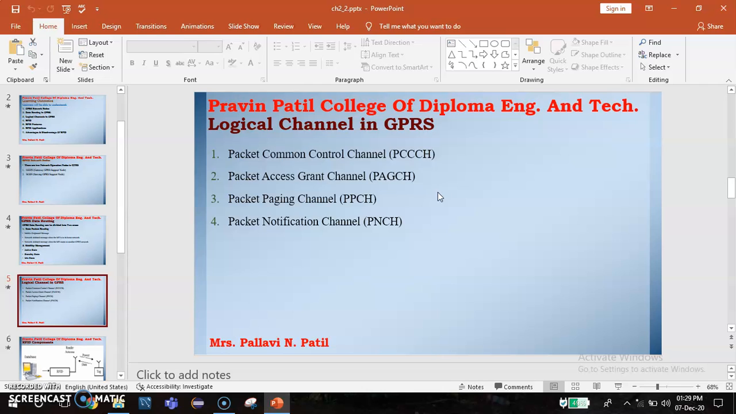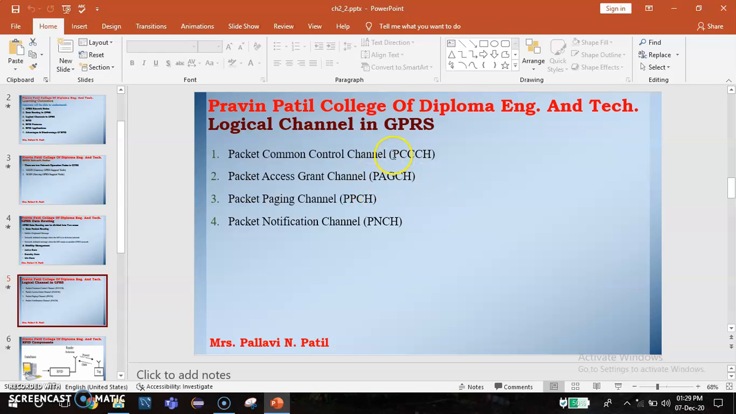The third one is the Packet Paging Control Channel, that is PPCH. It is used by the BSS to find out the location of the mobile station. The last one is the Packet Notification Channel. It is used to inform the mobile station of an incoming PTM message. These are the logical channels in GPRS.